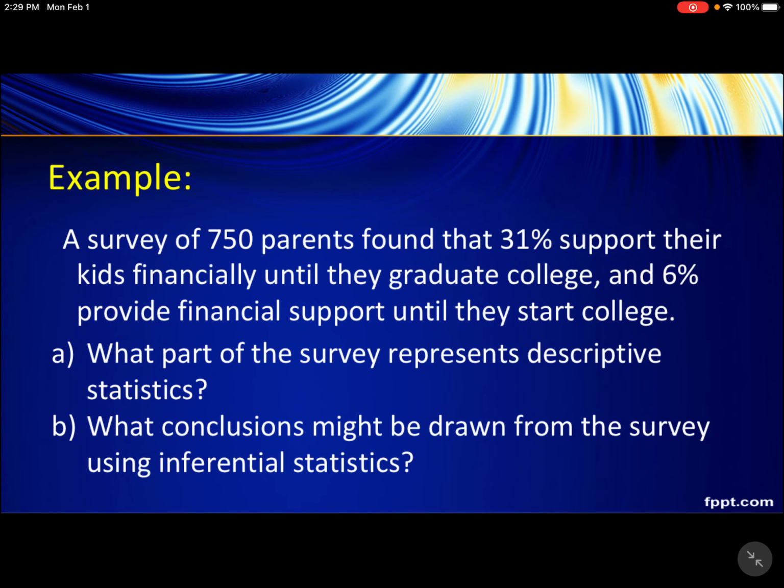So looking at this example, a survey of 750 parents, which is obviously a sample, found that 31% support their kids financially until they graduate college. 6% provide financial support until they start college. So descriptive statistics would be the 31% and the 6% because that is about this set of data. A conclusion that might be drawn: less than half of parents support their kids financially until they graduate college. That would be a conclusion about the whole population of parents based on this 750.